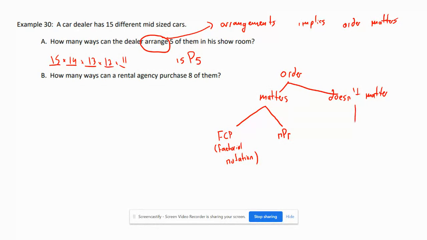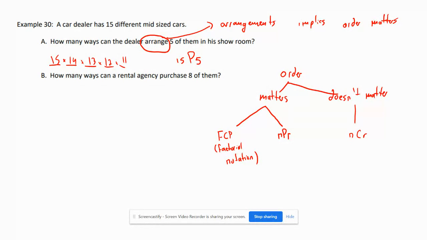If order does not matter, we have to go to the NCR formula over here. Okay, so this is kind of the general decision we need to make for all of our questions. Consider the order. If it matters, we have to use one of these, and it gets different if there are repeated elements. We need to account for all that. But if order does not matter, we just go to a combinations formula.